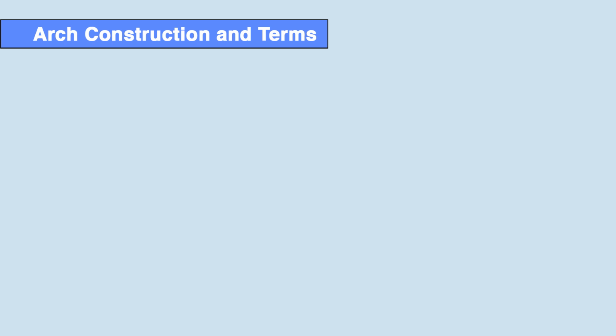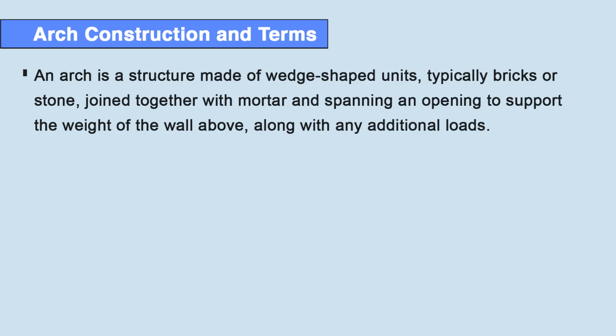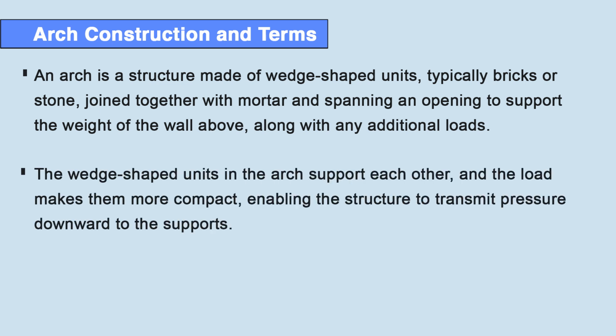Now we will discuss arch construction and terms. An arch is a structure made of wedge shaped units, typically bricks or stone, joined together with mortar and spanning an opening to support the weight of the wall above along with any additional load. The wedge shaped units in the arch support each other and the load makes them more compact, enabling the structure to transmit the pressure downward to the supports.